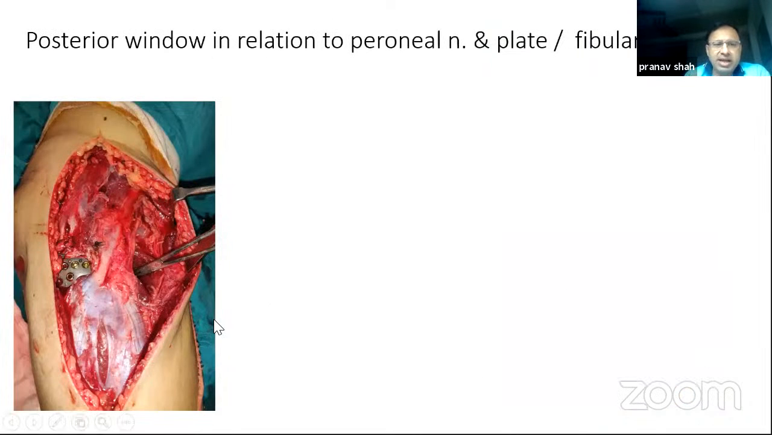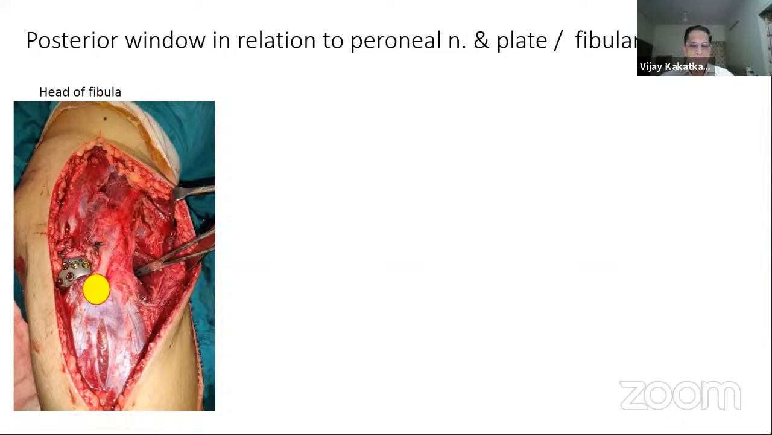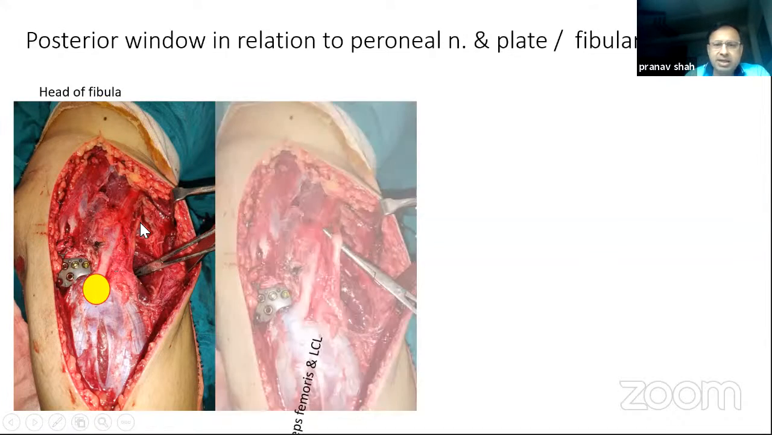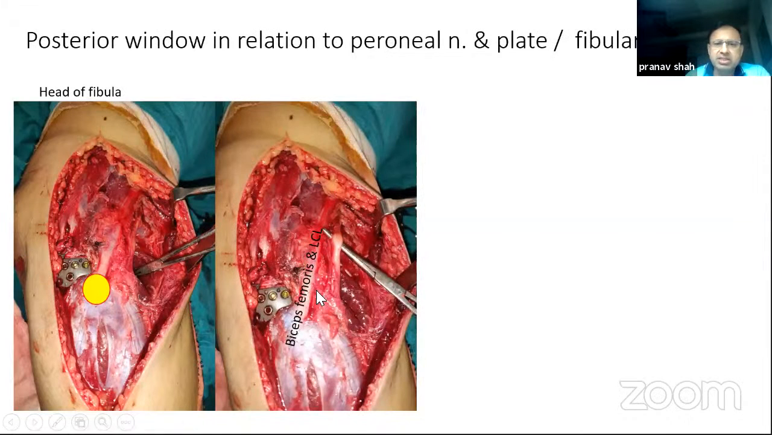From the posterior side, this is the posterior window which we used for reduction and putting the clamp. This is the head of the fibula, so you can get an orientation. This is the biceps and the lateral collateral ligament, which is absolutely intact. This is our peroneal nerve, and this is the soleus muscle, the lateral gastrocnemius and soleus. These are the 2 muscles which have been sutured back.